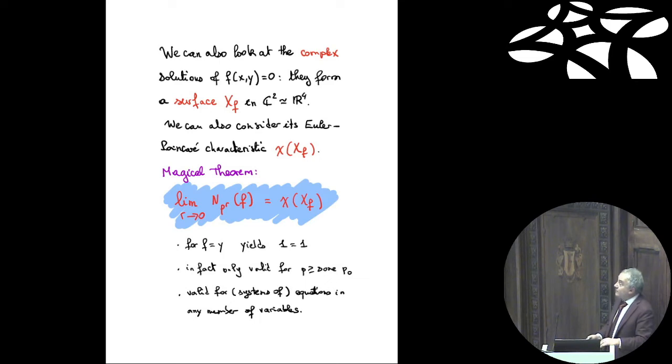In fact, this magical theorem is not valid for all p's. It's only valid for almost all p, in the sense of for all p's except a finite number of them. And it's also valid for systems of equations in any number of variables if you extend the definition of the Euler characteristic.